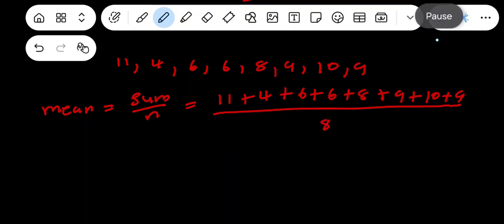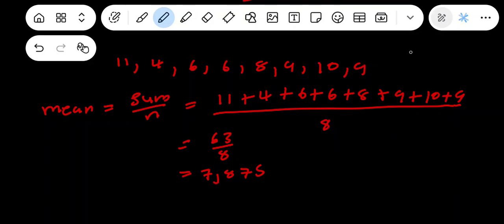All right. This will be the same as 63 over 8. Then what will be that? This is the same as 7.875. This is our mean.